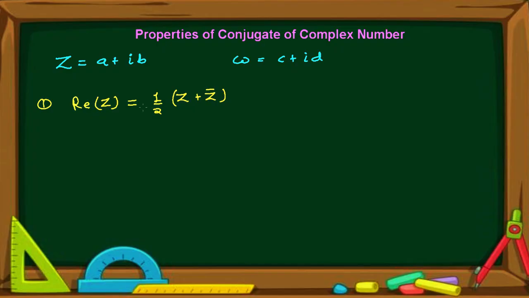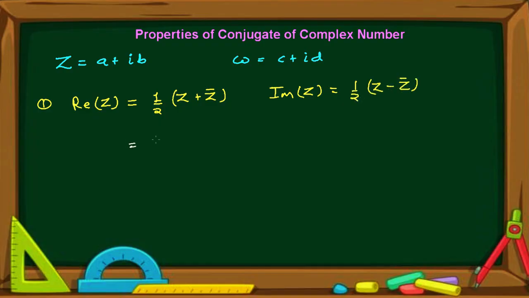So if you want to find out the real part of a complex number, then it's just half of the sum of the complex number and the conjugate of that. All right, this is the conjugate of that complex number. This was the first one, and similarly, if you want to find out the imaginary part of the complex number, then it is again half of the difference of the complex number and the conjugate of that.